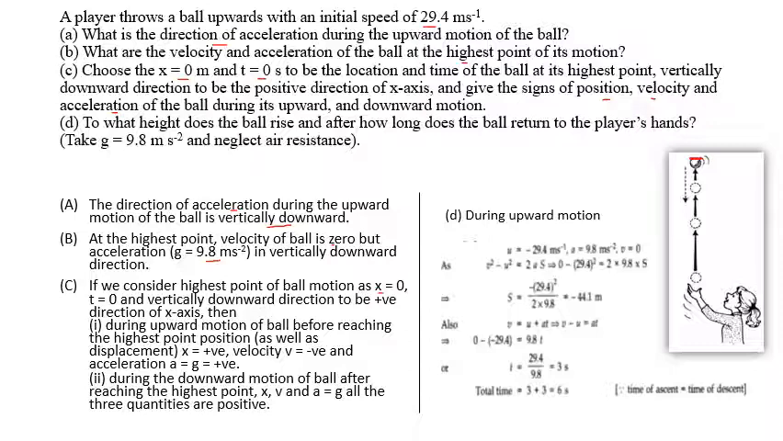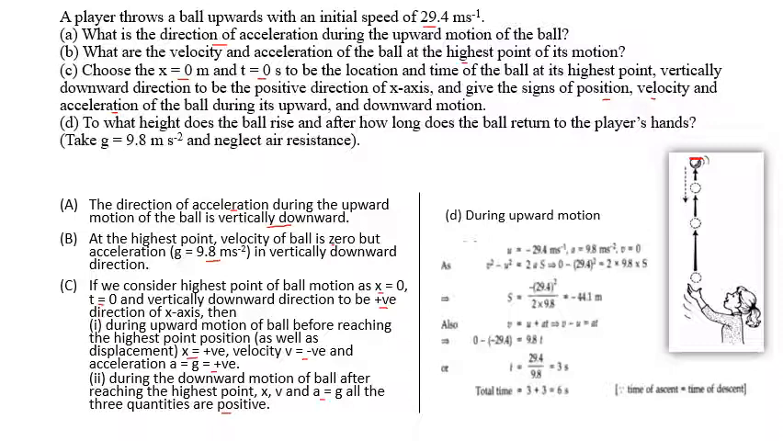So if we consider the highest point of the ball's motion as x equal to 0 meters and t equal to 0 seconds, and the vertically downward direction to be the positive direction of the x-axis, then during the upward motion of the ball before reaching the highest point, the position, or distance, will be positive, velocity will be negative and acceleration g will be positive. And during the downward motion of the ball after reaching the highest point, a equal to g, all three quantities are positive. Okay, right.